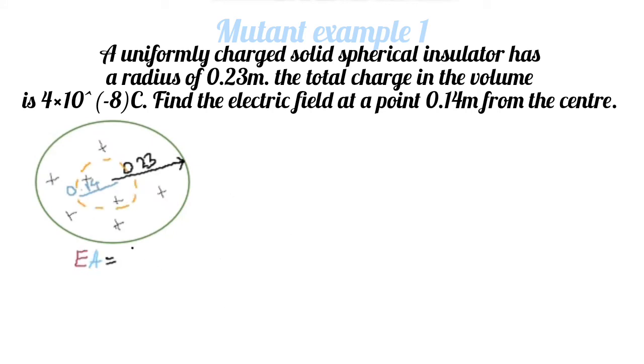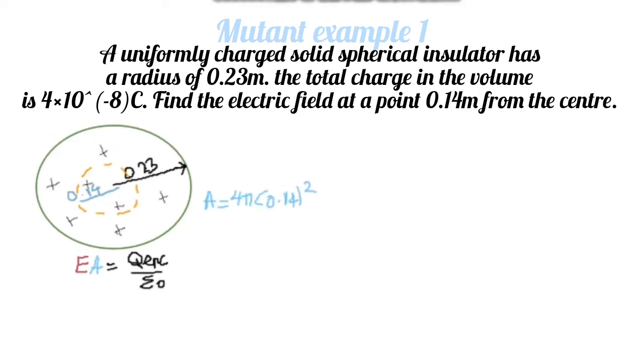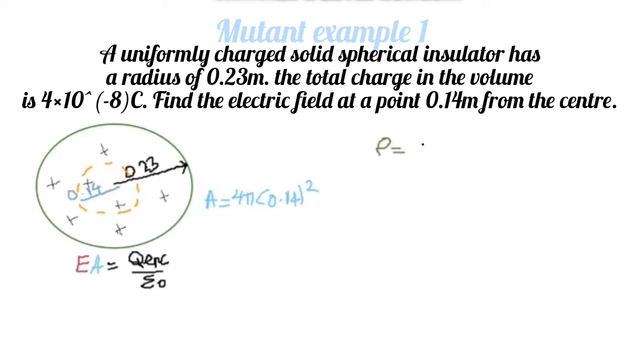EA is equal to charge enclosed over epsilon naught. A is the area of the spherical Gaussian surface, which is 4 pi small r squared. They gave us the charge in the total volume, but we need to find the charge inside the Gaussian surface. So how do we do that? We have to find the volume charge density. Volume charge density is the total charge over the total volume of charge.